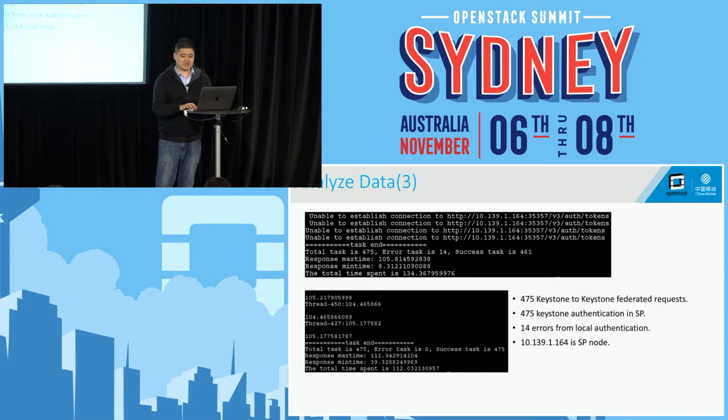915, but half of the requests are Keystone to Keystone federated requests, and the other half are from the identity server in the service provider. We do the two requests at the same time. From this result, we can see that federated identity is all successful, but the local authentication in the service provider has 14 errors. This test tells us that when we set the mixed authentication like this, the local pressure is still there and worse. So we adjust the parameter again, and let's see another test.